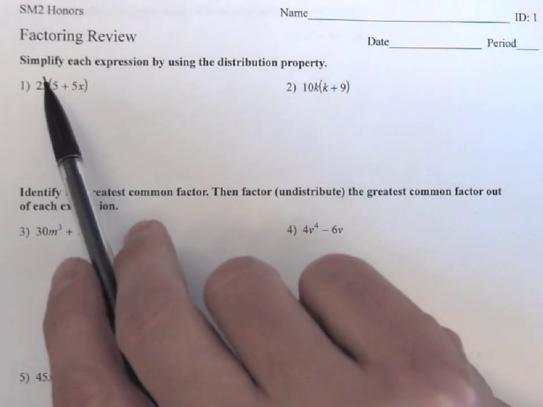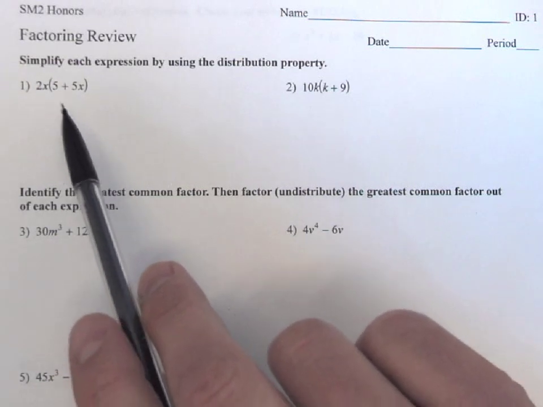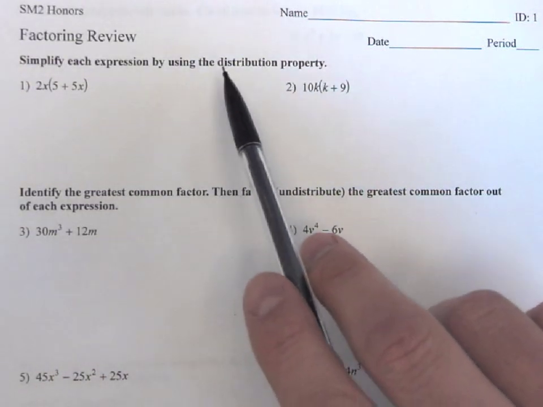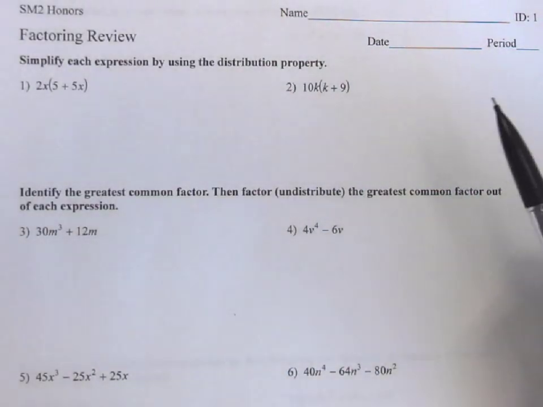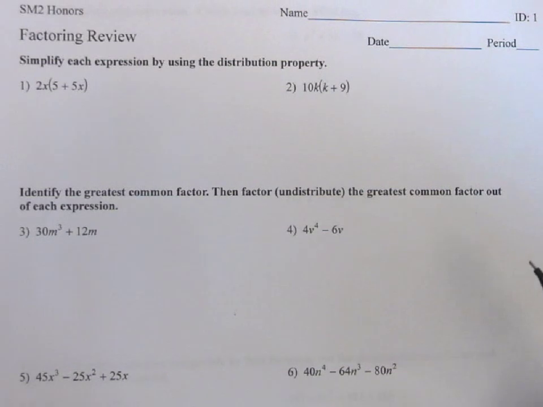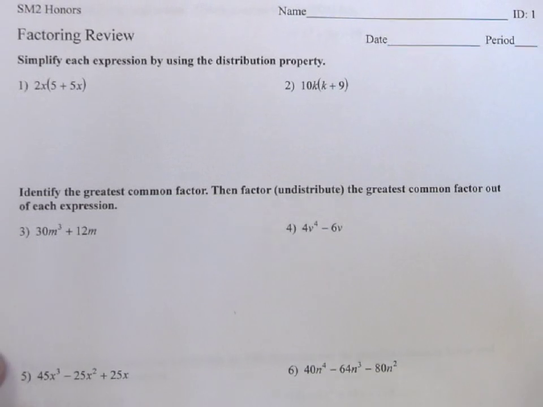Now, this one right here is not a factoring problem. It says simplify each expression by using the distribution property. So we're going to distribute here. The reason we're starting out with distributing is because factoring is the opposite of distribution, or sometimes the opposite of FOIL. So we want to have a strong understanding of distribution and FOIL before we move into factoring, so that we can have a good foundation.